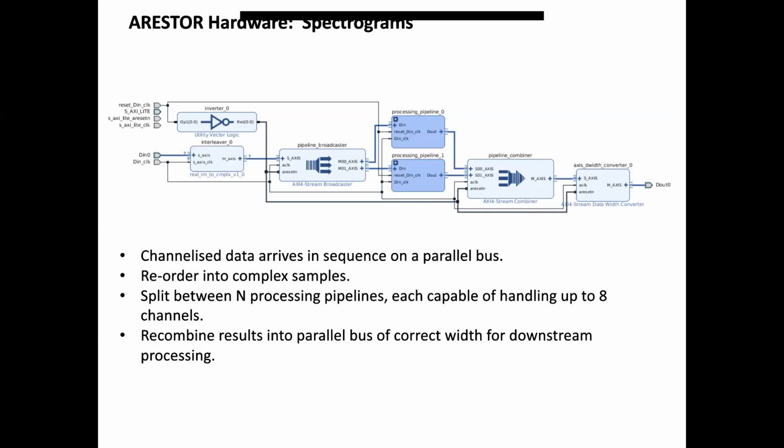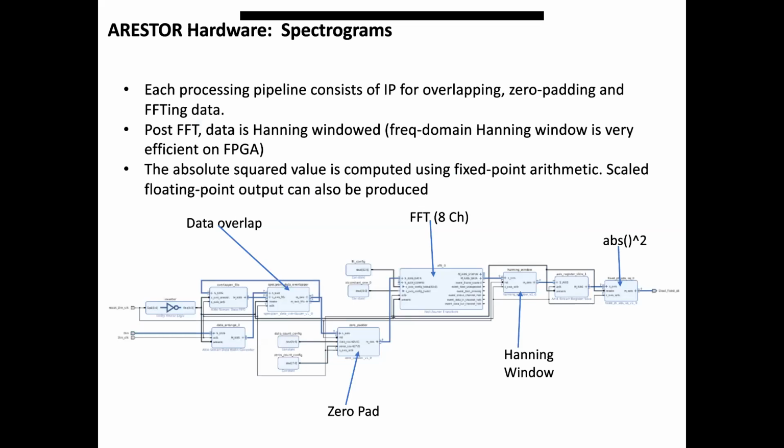The spectrogram block diagram, perhaps not particularly interesting. Again, we're having to deal with multiple channels here, so we split up the channels between different processing blocks so that they can be processed in parallel. Each processing block then looks something like this, with a block to do the data overlapping, a block to do the zero padding, then FFT. We actually implemented the windowing in the frequency domain, so it happens after the FFT. We've since realized that doesn't work very well, and so we're changing back to doing the windowing in the time domain. And then we're taking the absolute value of the FFT output.